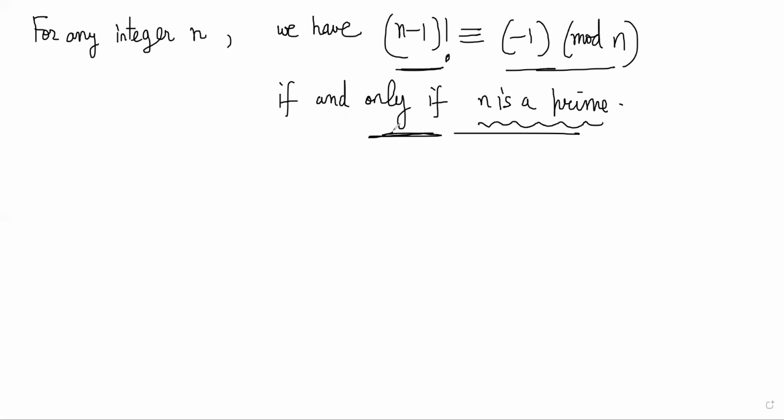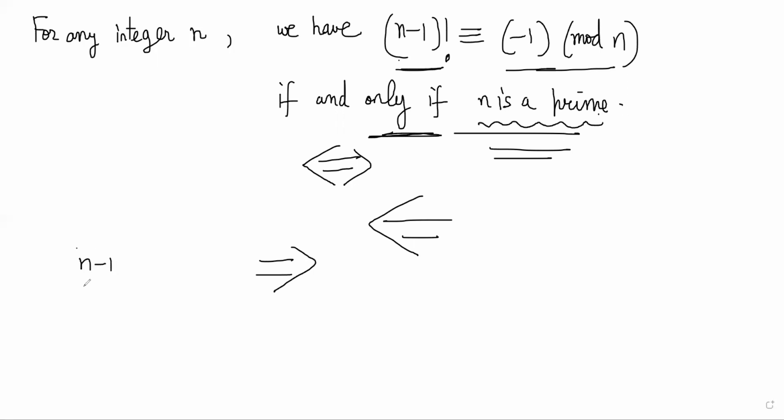The only part I'm not sure about: if and only if means double implication. That means we have to show that this implies prime. We know this side, right? If it is a prime, we can show this. We have to show this side, that (n minus 1) factorial is congruent to minus 1 mod n implies n is a prime.